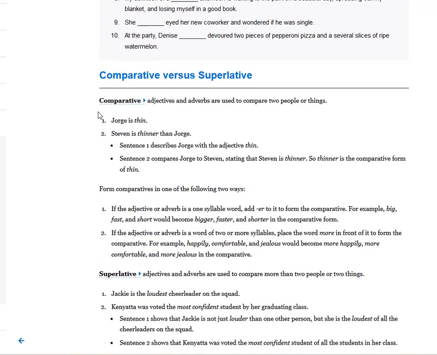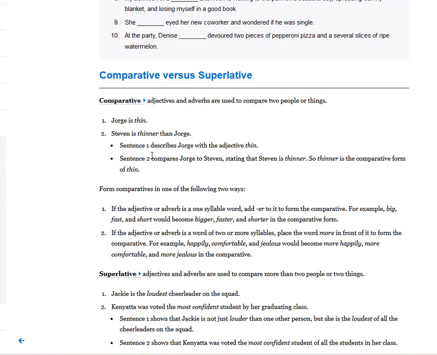Comparatives. Adjectives and adverbs are used to compare two people or things. Jorge is thin. Stephen is thinner than Jorge. Sentence 1 describes Jorge with the adjective thin, and then sentence 2 compares Jorge to Stephen, stating that Stephen is thinner, so much thinner, and so thinner is the comparative form of thin.